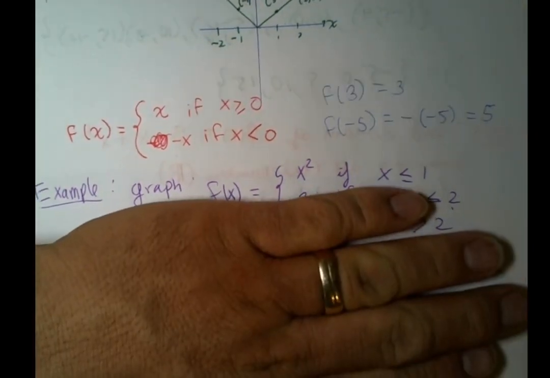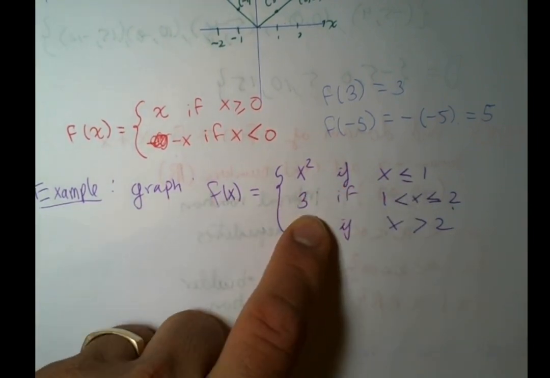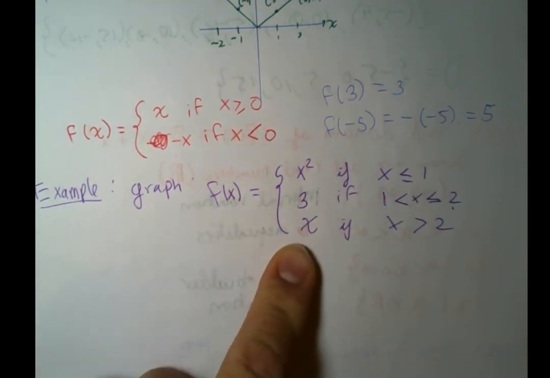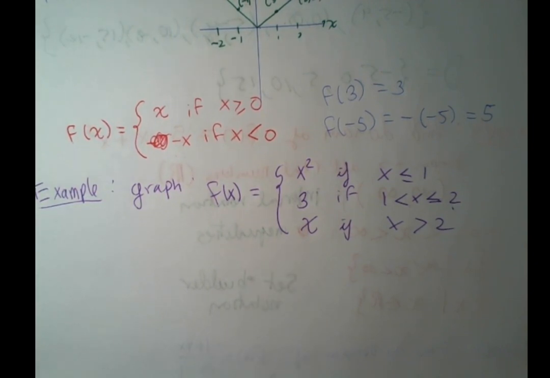X squared is my quadratic, right? These are a part of our toolkit functions. 3 is a constant function. And then x is my identity function, right? And I know what the shape of each one of those looks like, right? But here we have domain restriction, right? So here, let's set up a graph here.